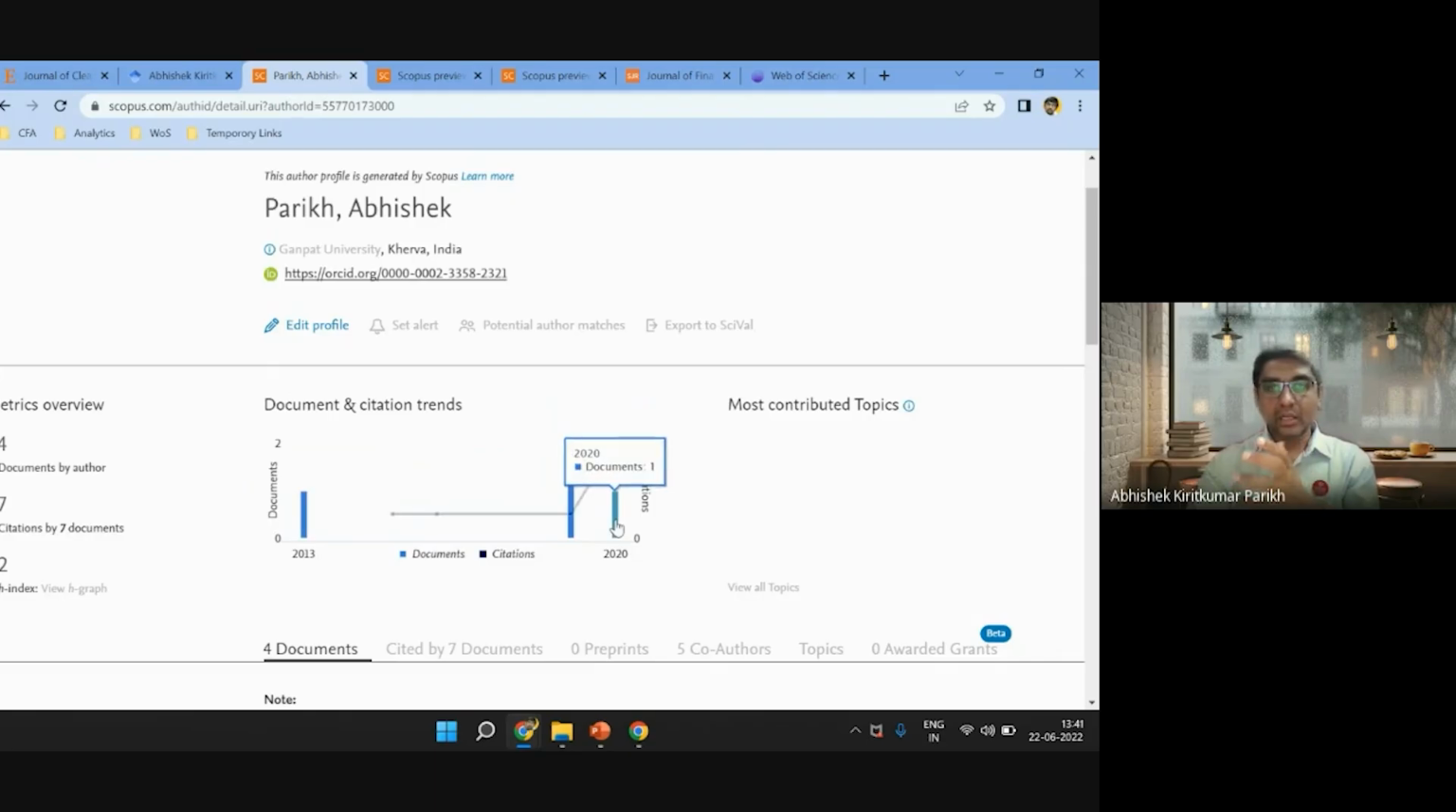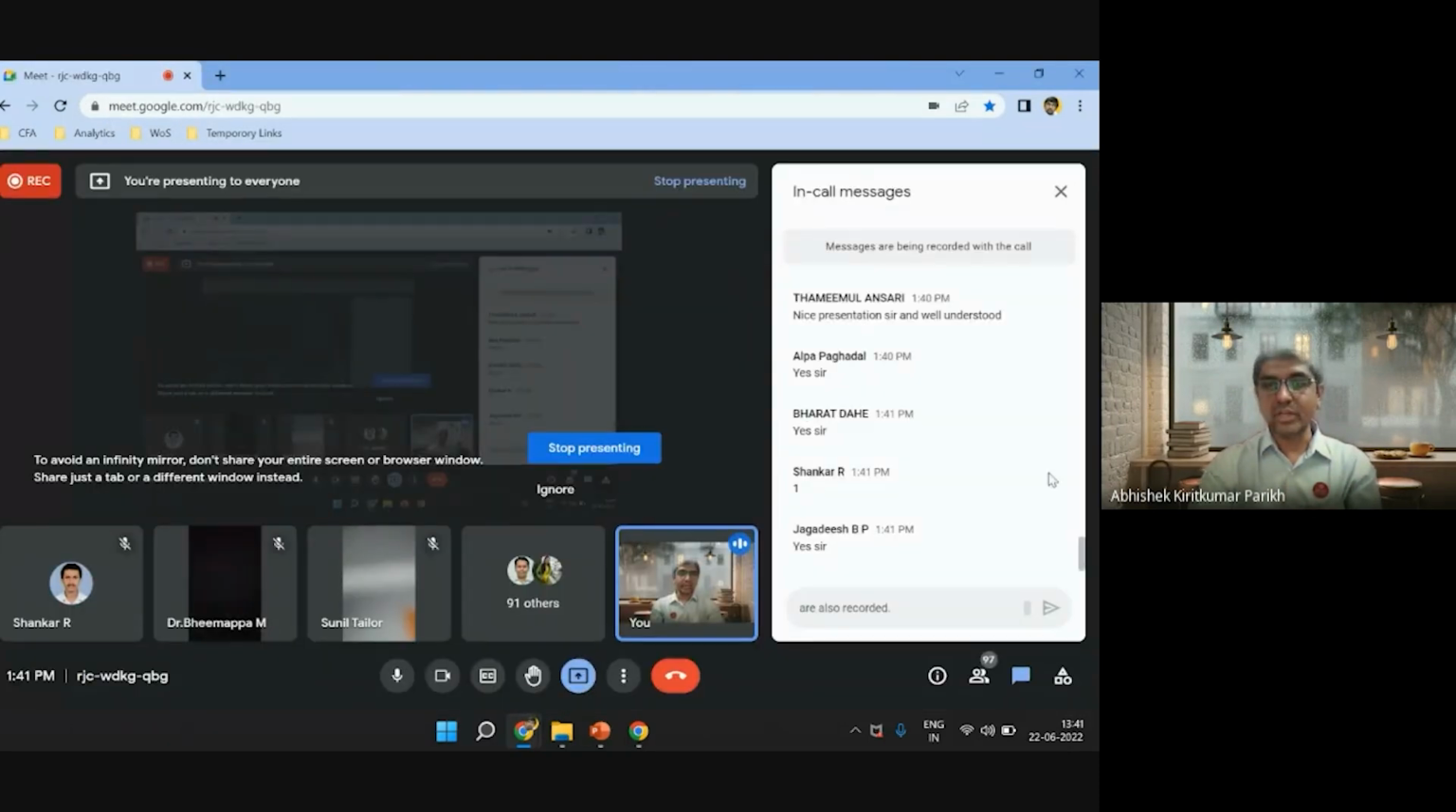And now I understand how I can get publications in Scopus. So slowly and gradually, the number of publications and citations may increase, right? Are we clear? So understanding is very important. Based on that only you can target.